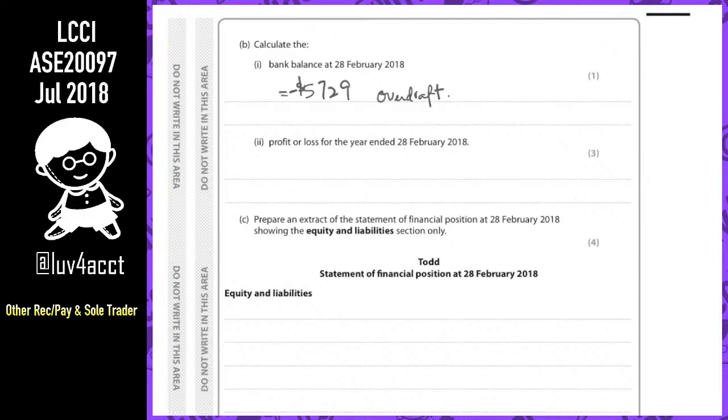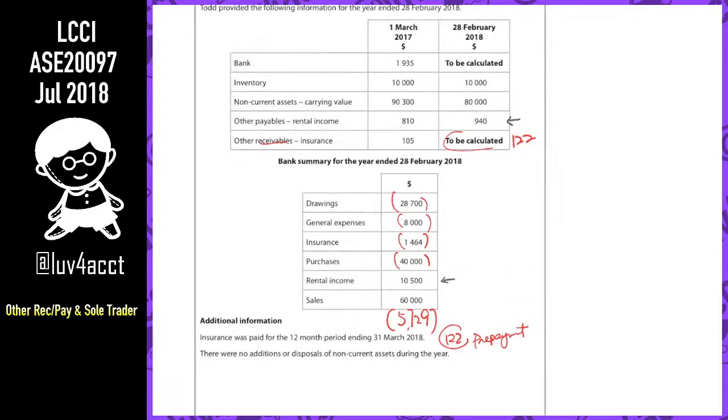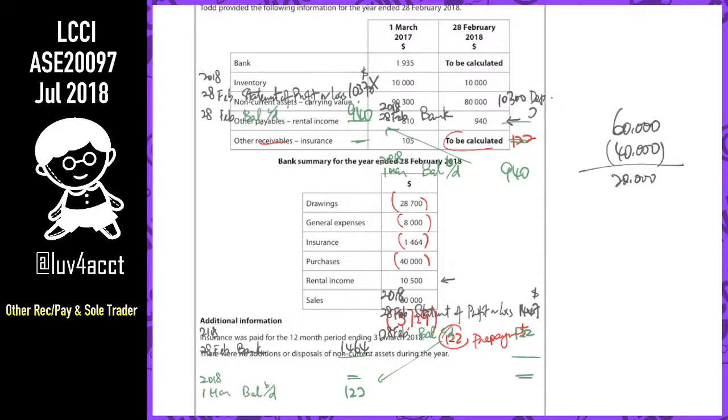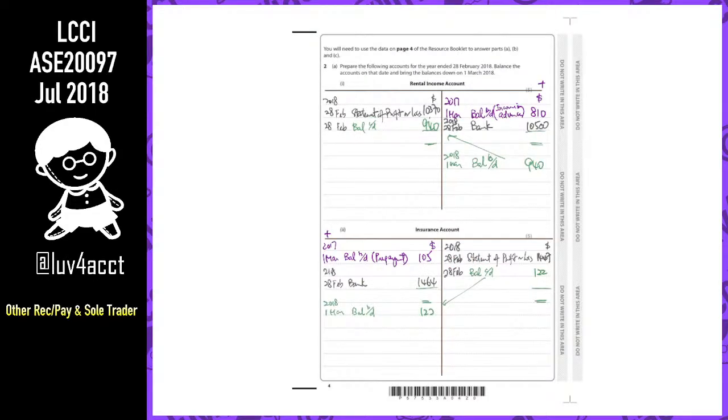Profit or loss. Let us look at what is given to us. We have no change in inventory, so purchases will be equal to the cost of sales. Non-current asset, we have 10300 as depreciation. So sales 60,000, cost of sales 40,000. We have gross profit of 20,000. Other income we have just calculated to be 1447.